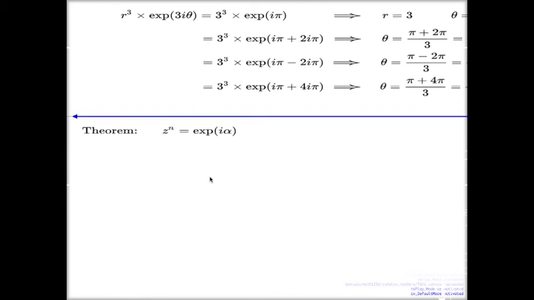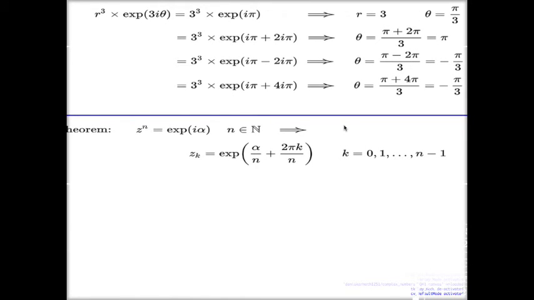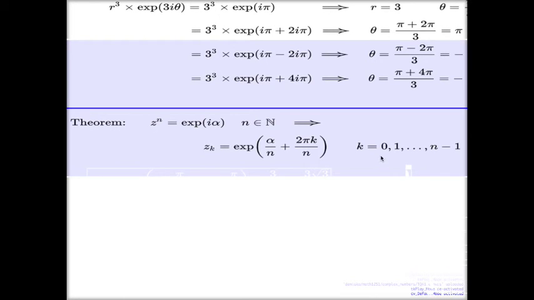If you solve an equation like this for z, the nth root of exponential i alpha, where n is an integer, that's important, all of the solutions will have the form like this, where k takes one of the possible integers between 0 and n minus 1. Altogether, n different values. That is exactly what we discovered here with the cubic root.